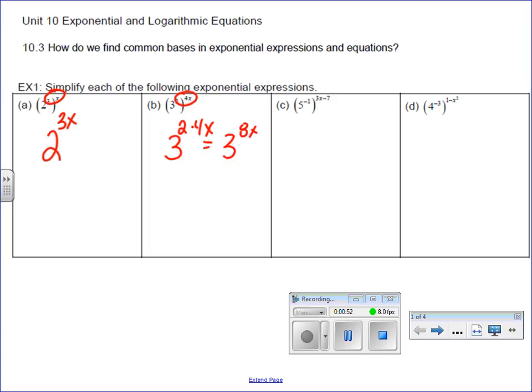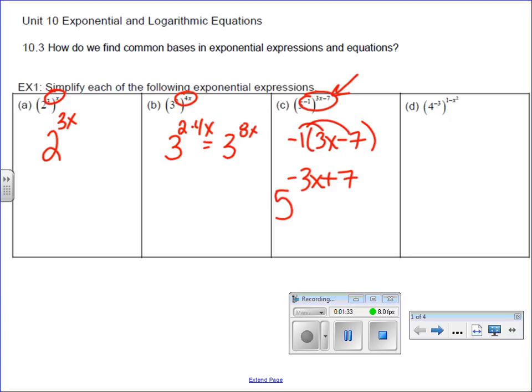Okay, for C, I have 5 to the negative first power. Just to recall, what that really is, is 1 over 5. I don't need to change it to 1 over 5, but just pointing that out. So now, again, if I want to raise a power to a power, I'm going to multiply the powers. Be careful now, because this portion is a binomial, it's 2 terms. So I'm multiplying the negative 1 by the 3x and the negative 7. So I need to make sure I put parentheses. So I get negative 3x plus 7. And it's 5 to the negative 3x plus 7 power.